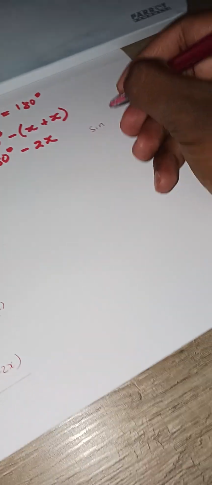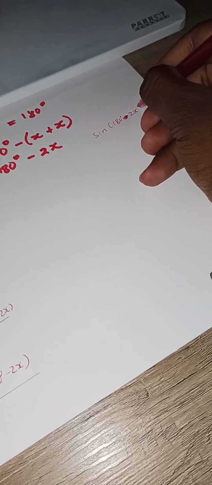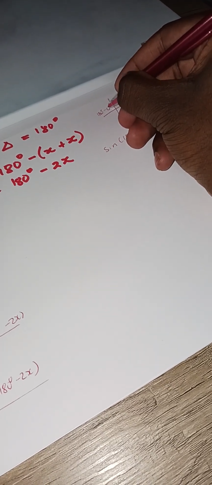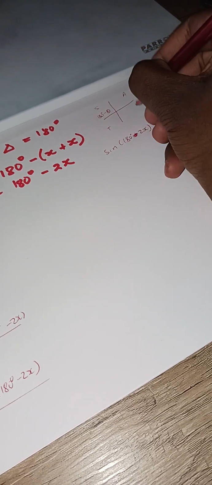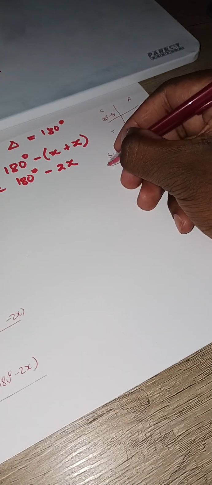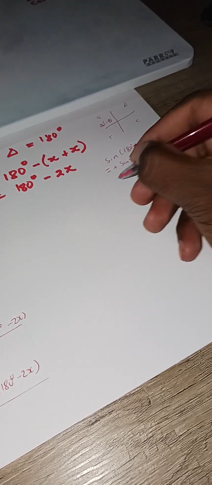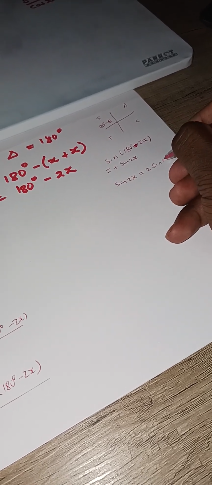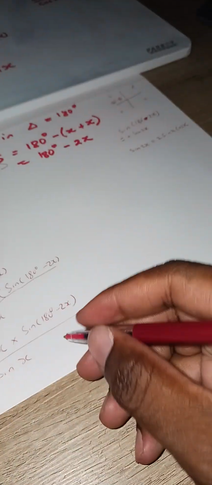But when we check sine of 180 minus 2x, 180 minus an angle is found in the second quadrant, where sine is positive (All Students Take Coffee). Therefore, this reduction would take us back to a positive sine 2x. And a positive sine 2x is the same as 2 sine x cos x, which is a double angle identity.